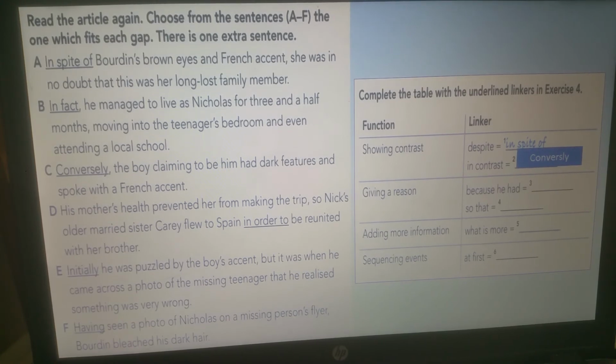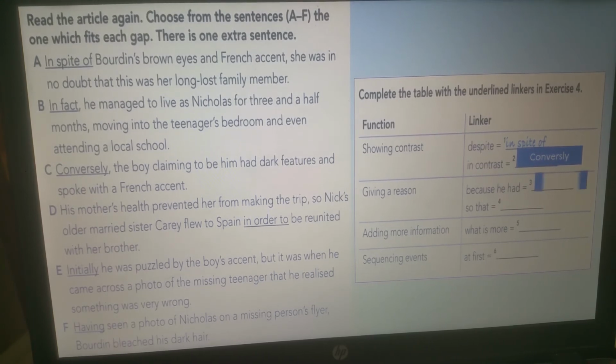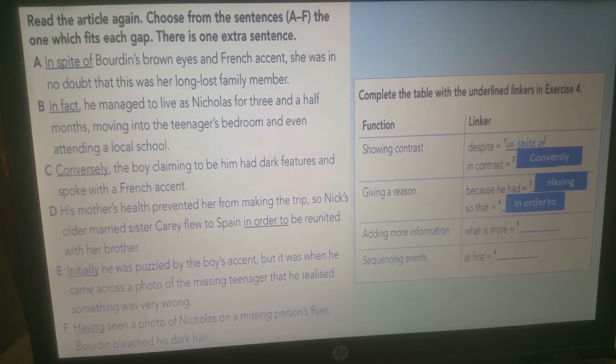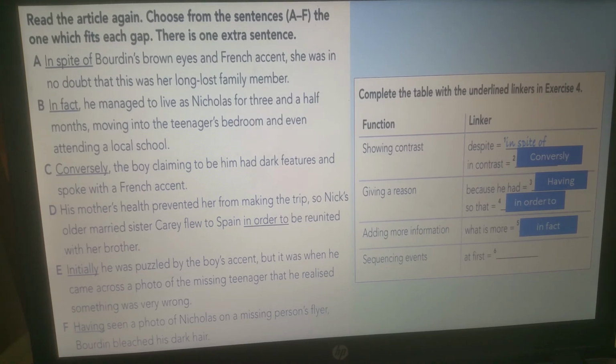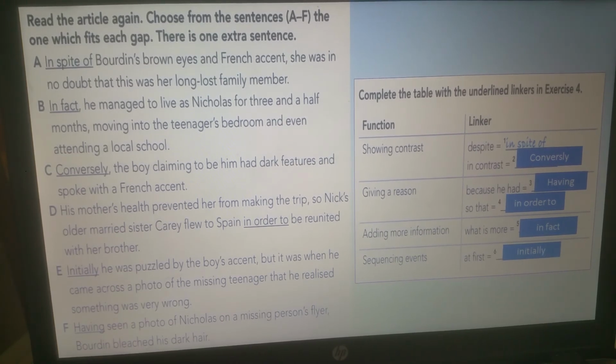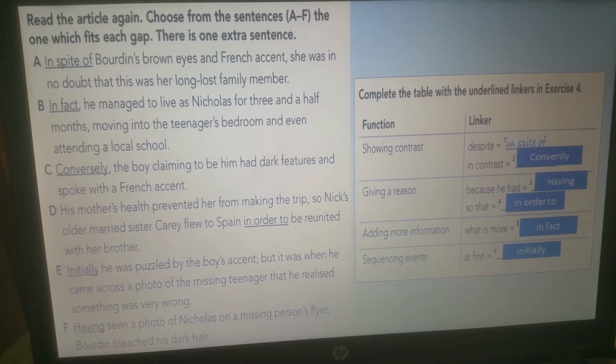Conversely. Giving a reason, because he had, and its linker, having, so that, in order to. Adding more information, what is more, and its linker, in fact, and sequencing events, at first, initially. These are really important and are really helpful, of course, in your essays that you're going to be writing. So please learn them.